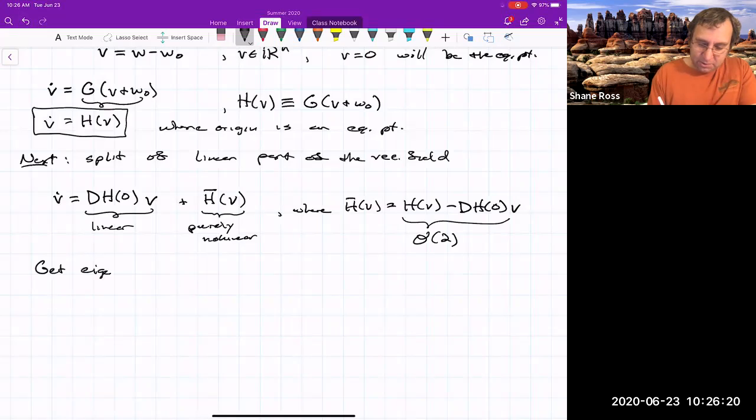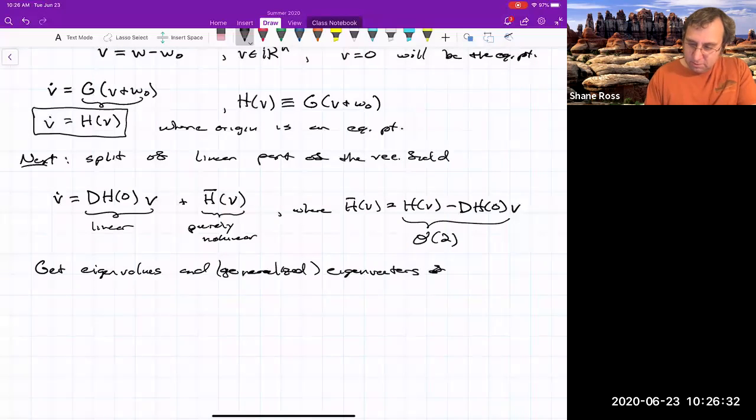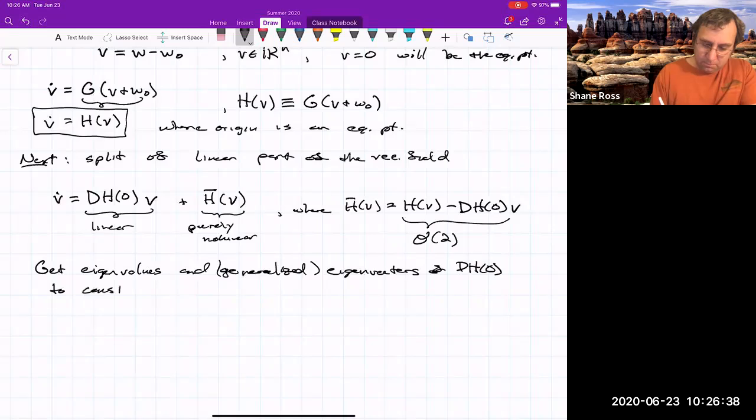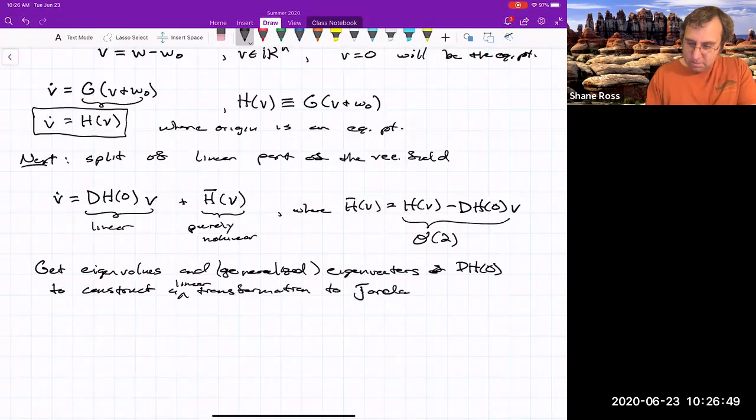We get the eigenvalues and the generalized eigenvectors of DH at the origin to construct a linear transformation to Jordan canonical form. All right, so we're going to do a transform. We went from W to V, now we're going from V to X.